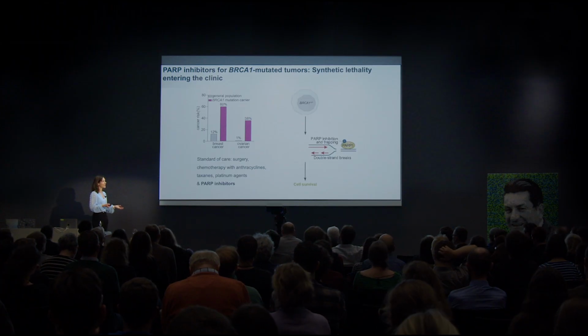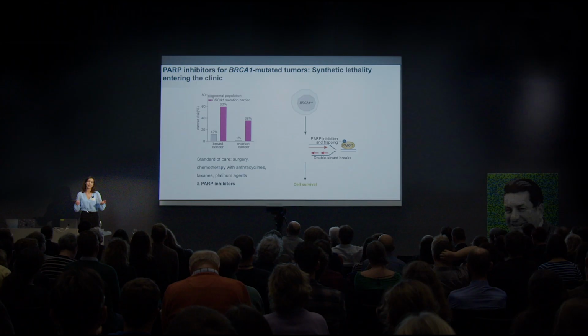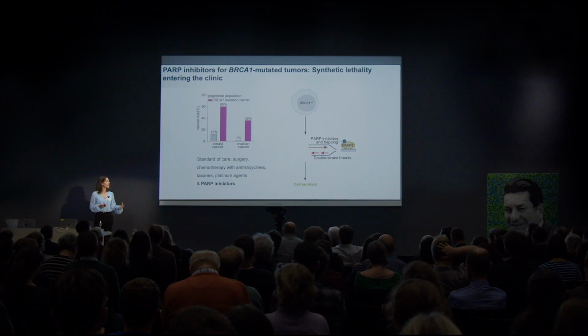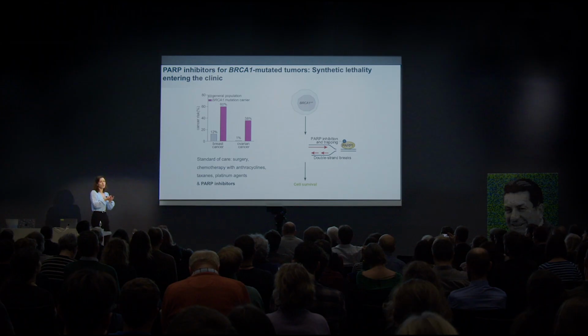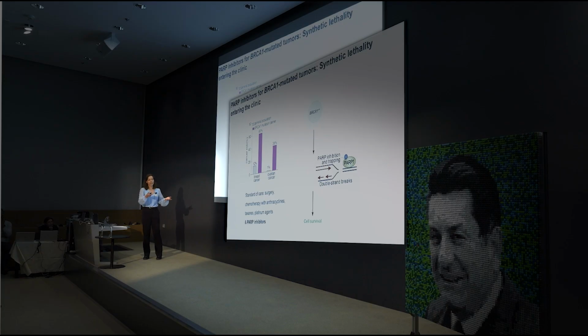So how this works is that PARP inhibitors do not just inhibit the enzymatic activity of PARP1, but they also trap the PARP1 protein onto the DNA, which generates an obstacle for the ongoing replication fork, and this generates DNA double-strand breaks. In the presence of BRCA1, this is really not a problem. Cells can easily repair this kind of damage and the cell survives. However, in the absence of BRCA1, this results in the accumulation of DNA double-strand breaks and ultimately cell death.